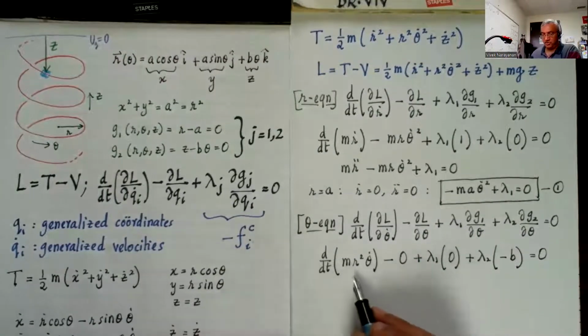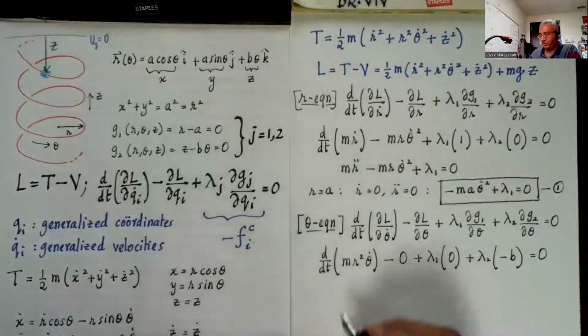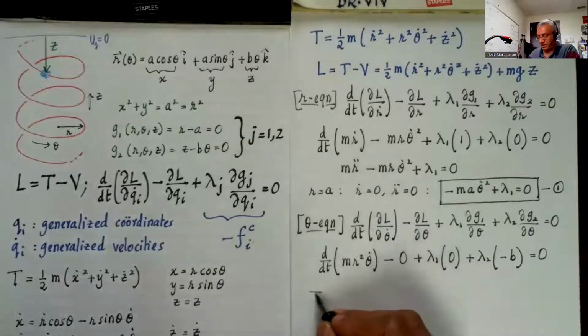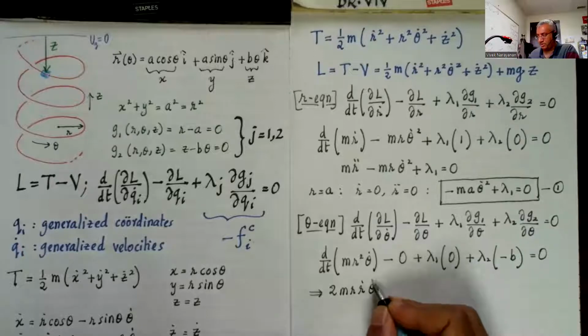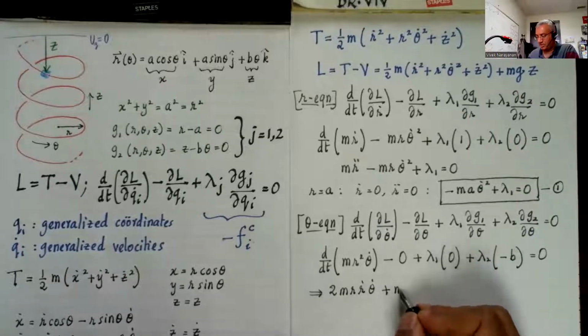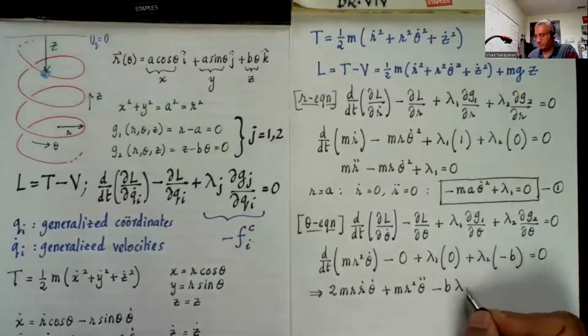Now this is where it's very important to do these things step by step, because d by dt will have 2 terms now, one from r and one from theta, because both of them potentially change with time. So that's 2m r dot theta dot plus m r squared theta double dot minus b times lambda 2 equals 0.